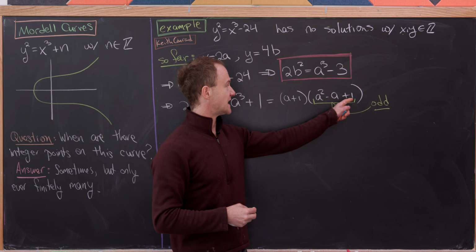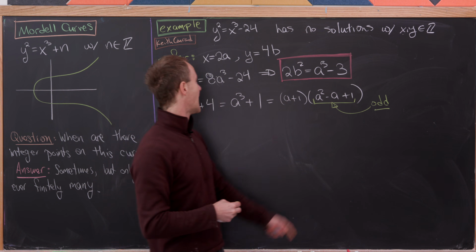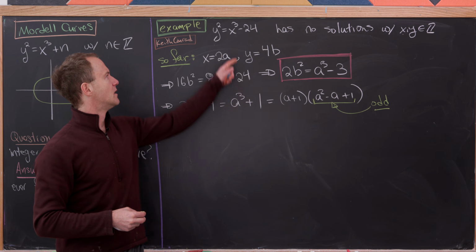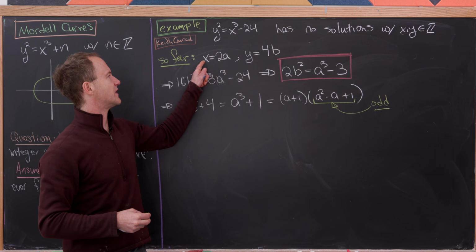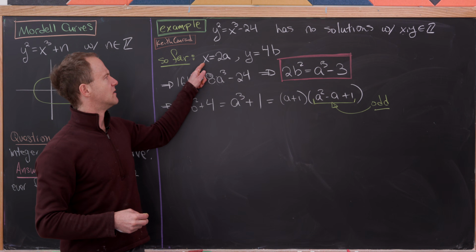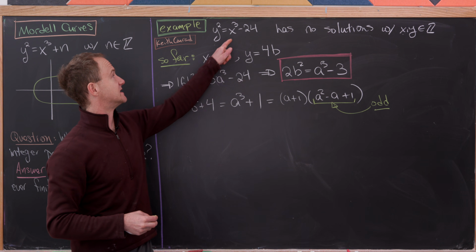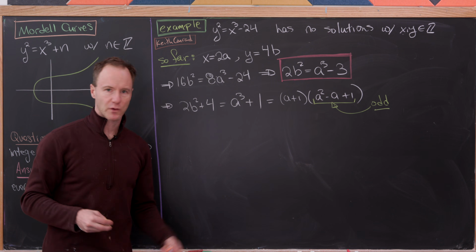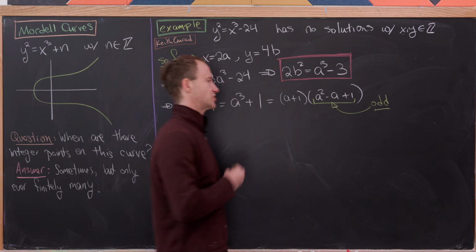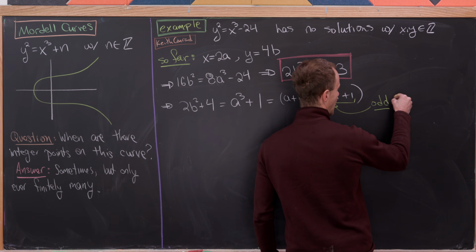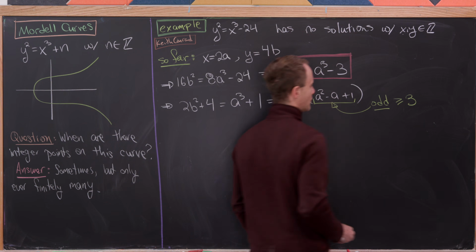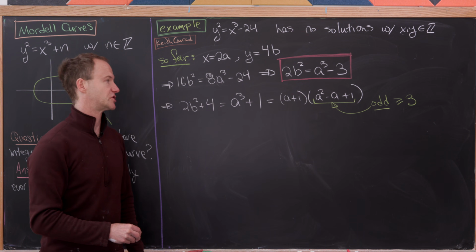Notice if it's equal to 1, then a is 0. But if a is 0, then x is 0. But then if x is 0, y squared is negative 24. But that's clearly not a solution. So like I said, this is odd and bigger than 1, which means it's bigger than or equal to 3.